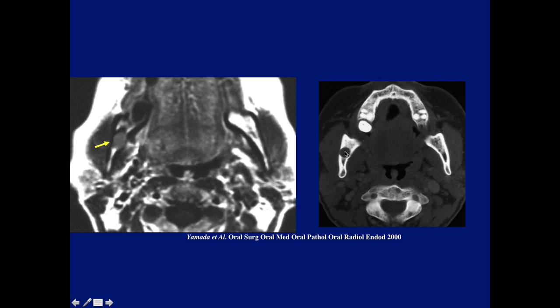Here we see an expanding lesion within the mandible involving the mandibular canal, and any possible diagnosis here, but I won't spend too much time. This ended up being kind of an unusual lesion. That's why it was written up. This was a lymphoma presenting within the mandible, eroding and involving the canal.